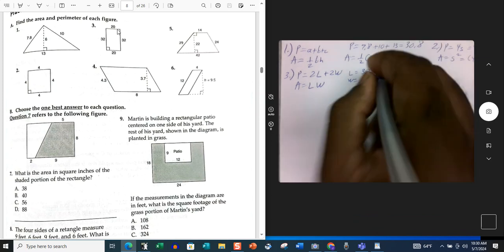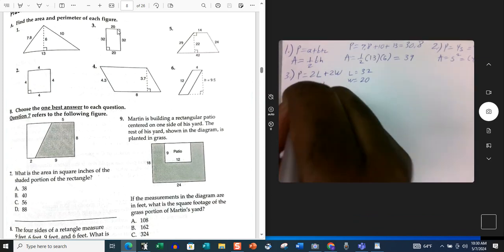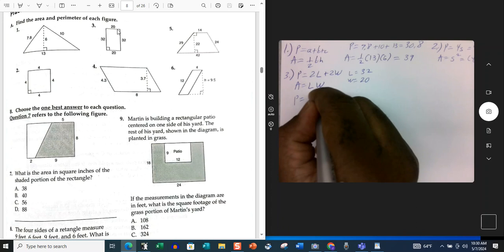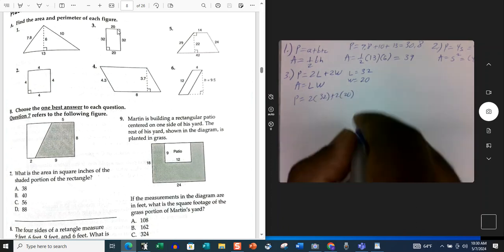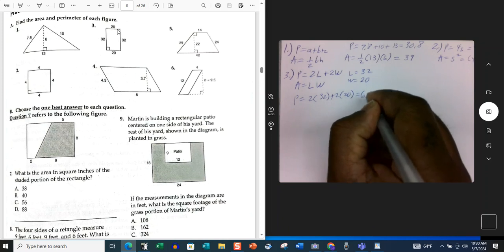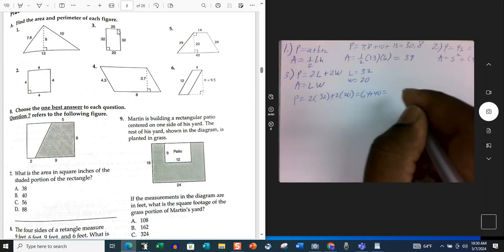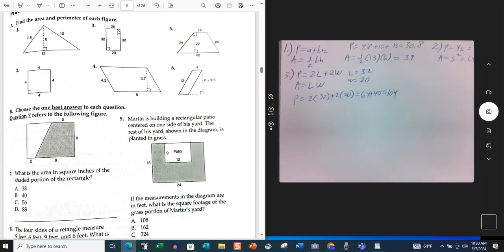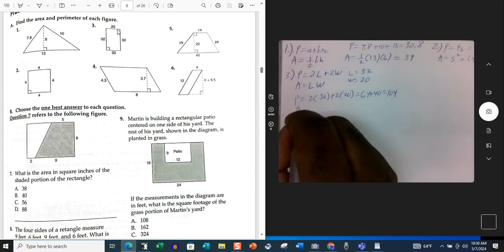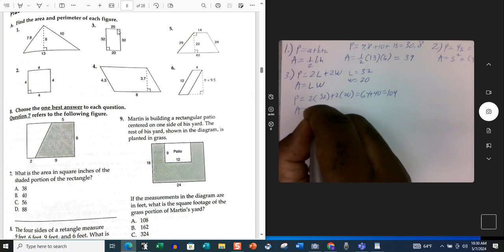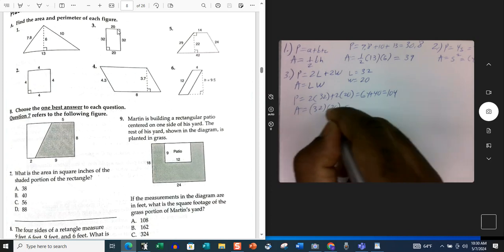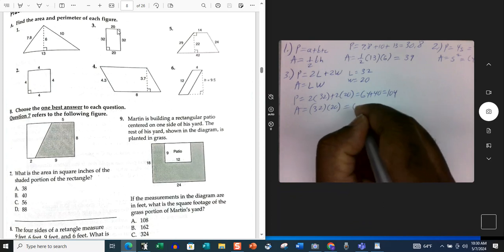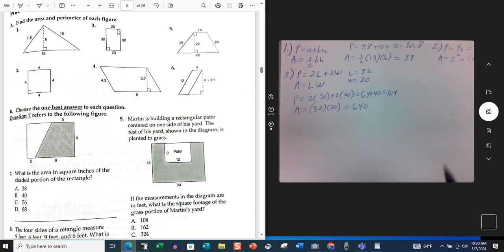So we could substitute. So perimeter is equal to 2 times the length, which is 32, plus 2 times the width, which is 20. So this would be 64 plus 40, which would be 104. So your perimeter would be 104. Your area, the length is 32, the width is 20. When you multiply these two, it'll give you 640.